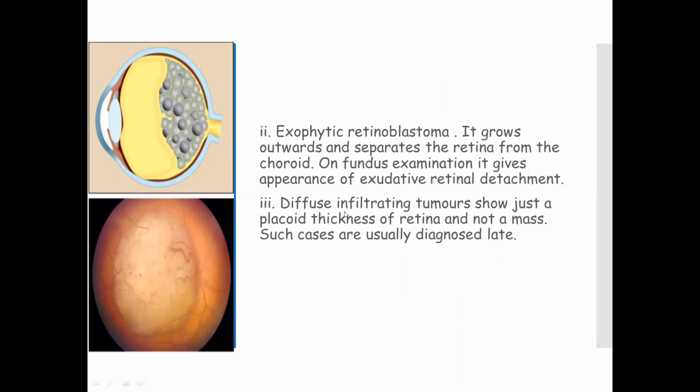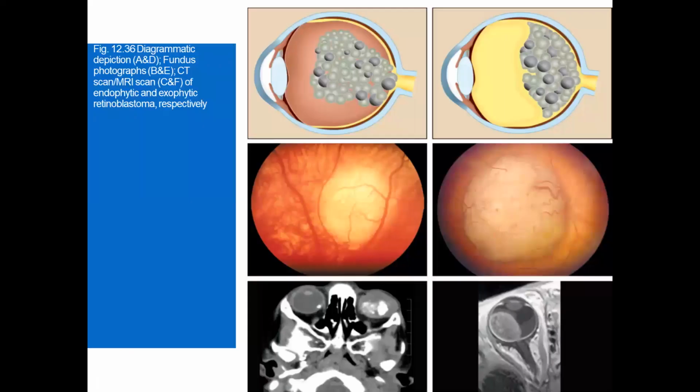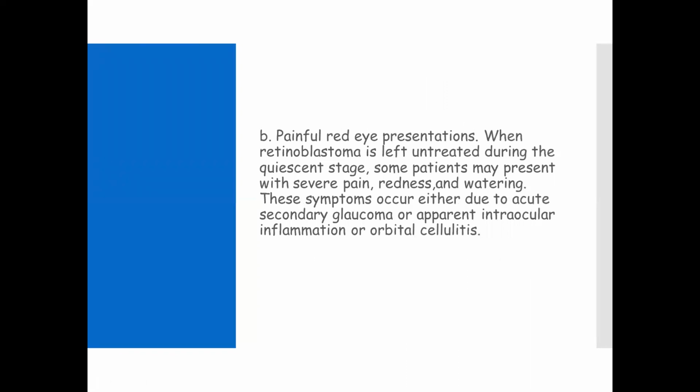Three, diffuse infiltrating tumors show just a plaque-like thickening of the retina and not a mass. And such cases are usually diagnosed late. B. So now we go to painful red eye presentation. When retinoblastoma is left untreated during the quiescent stage, some patients may present with severe pain, redness, and watering. These symptoms occur either due to acute secondary glaucoma or apparent intraocular inflammation or orbital cellulitis.